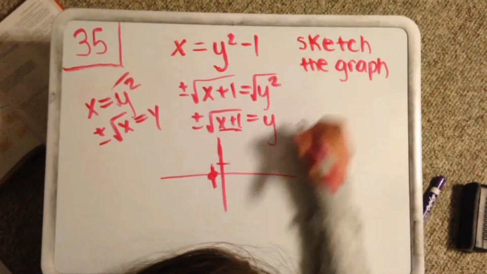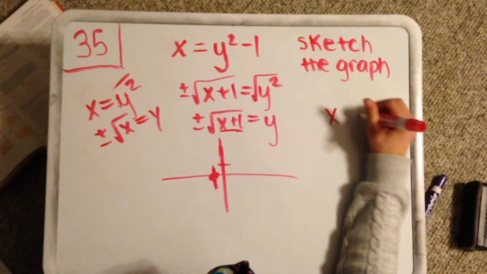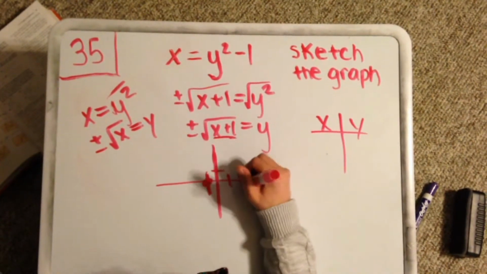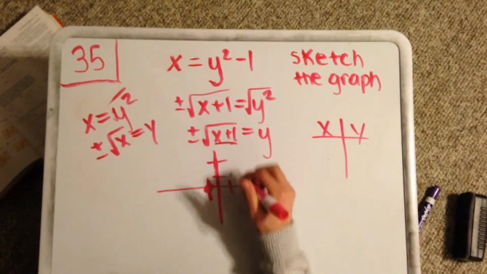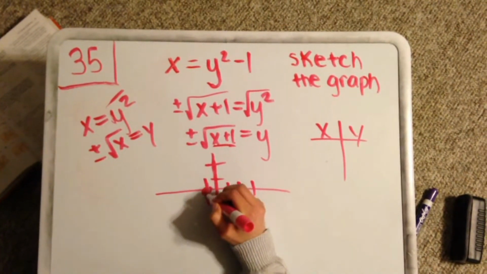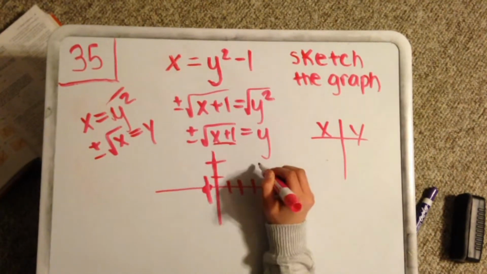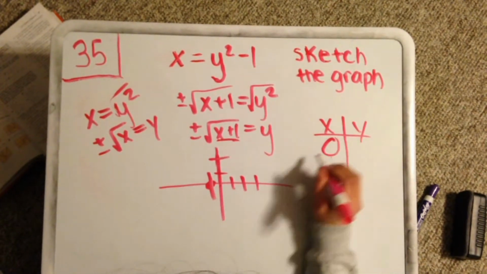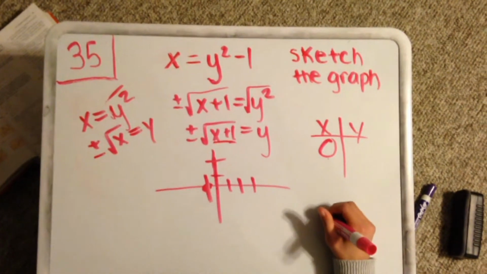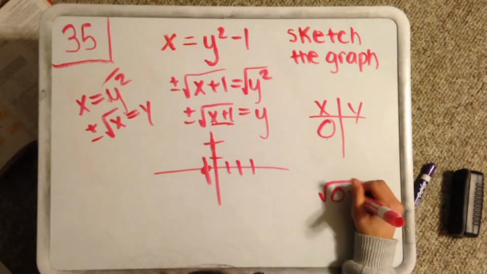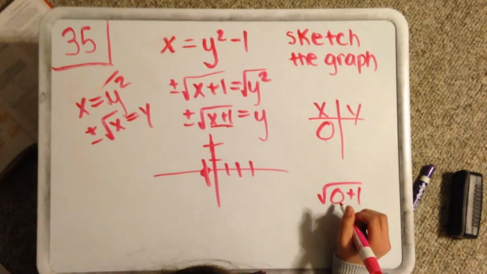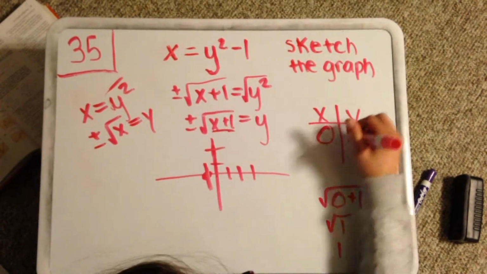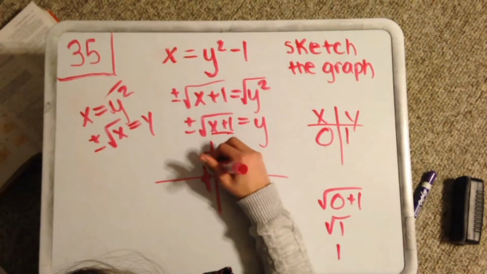Okay, so then if you don't know what other points to use, you can do an x and y chart. And I'm just going to add some more lines over here. And with the square root, it usually only goes to one side. So I'm just going to do 0. So if you do square root of 0 plus 1 equals square root of 1, which is 1. So 0, up 1.